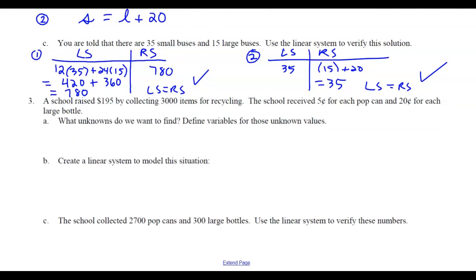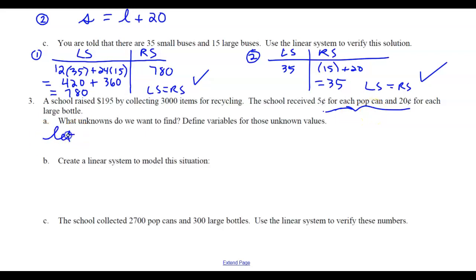Okay, next one, a school raised $195 by collecting 3,000 items for recycling. The school received 5 cents for each pop can and 20 cents for each large bottle. What unknowns do we want to find? Define variables for those. Again, in a lot of questions, they will ask what to find, and so that's your hint of what your unknowns are. So basically the recyclables are the pop cans and the large bottles. And so we want to know, we already know the value we get. We want to know how many of them.